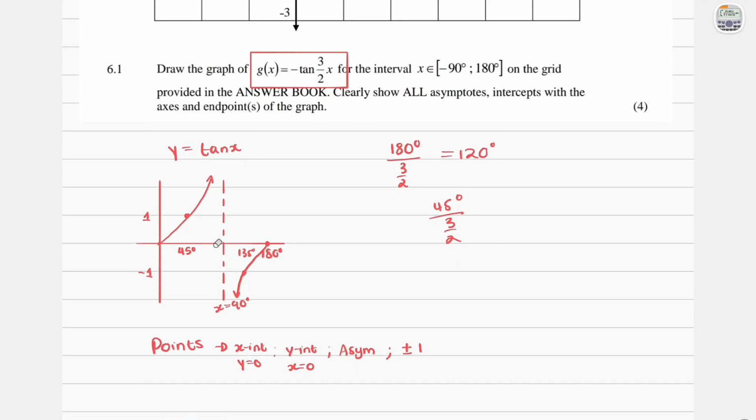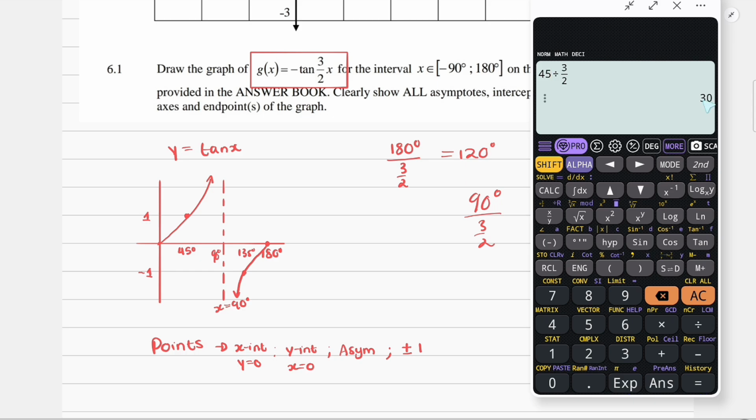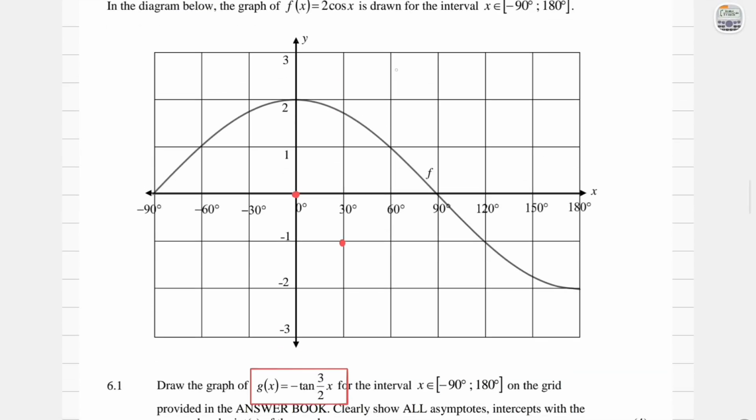And then another important feature that we'll have to look at is that asymptote. The asymptote appeared at 90 degrees normally. Okay, where is it going to appear on your new graph? Again, take that angle, 90 degrees divided by 3 over 2. Okay, if you say 90 divided by 3 over 2, it's clearly going to be 60 because at 45 degrees, we are at 30. So 90, 60, okay? So we have 60, that's where the asymptote would be, and we'll draw our asymptote. Okay, so this is an asymptote here at x equals 60 degrees, and I'll just put that down so we know that.